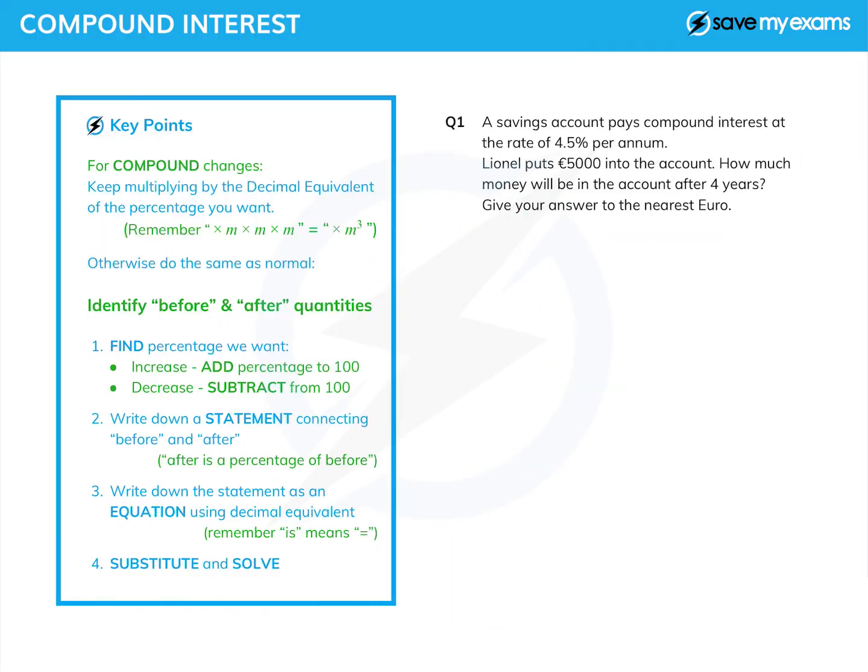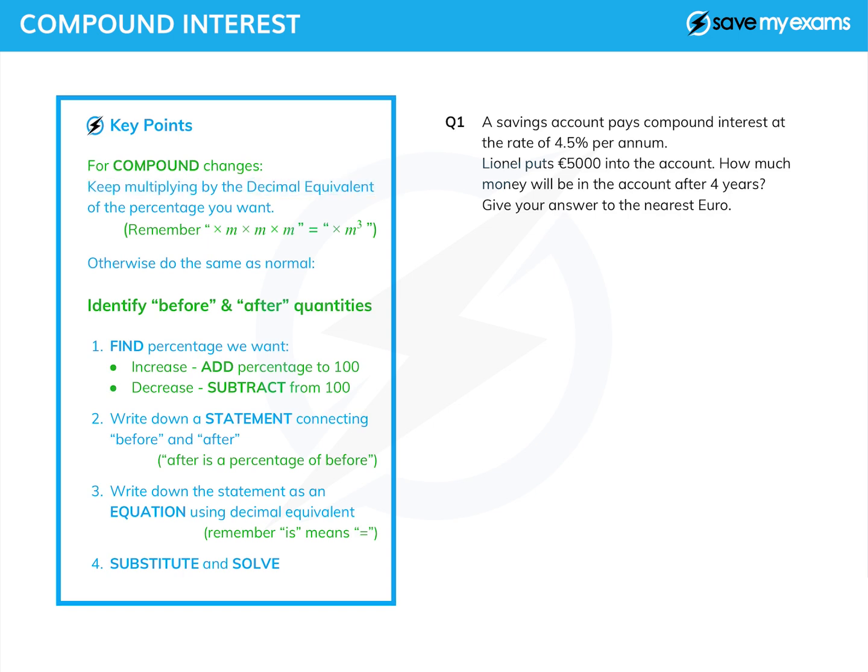So here we're going to look at compound interest and in fact other compound changes. What do we mean by compound? Well, it's where we keep multiplying. So the interest is added to the interest or takes effect on the interest. And I always use a decimal equivalent of the percentage we want.